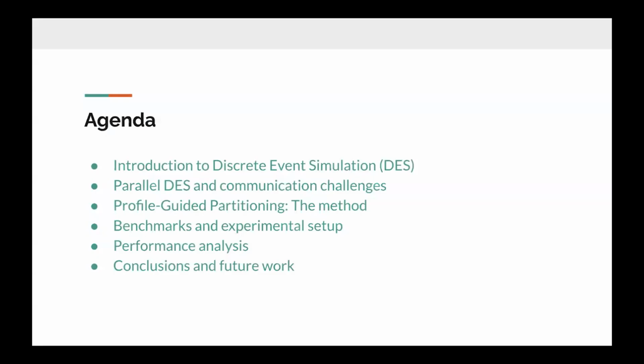We'll begin by introducing discrete event simulation, what it is and why it's important. Then I will discuss parallelizing the discrete event simulation and the communication challenges that we encountered, which is the bottleneck for this problem. From there, we'll go into the proposed solution, profile guided partitioning. I'll explain how it works in detail, how we collect profiling data, how we use graph partitioning tools to organize the simulation model, and why this strategy significantly improves the performance.